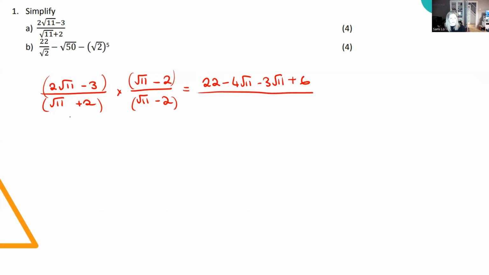Onto the bottom, so looking at the denominator now. So root 11 times root 11 is going to give us 11. And then we've got plus 2 root 11 minus 2 root 11, and then minus 4. Now we're just going to push them all together. So simplify, collect all the like terms. So 22 plus 6 is going to give me 28. And then minus 4 root 11 minus 3 root 11 is going to give me minus 7 root 11.